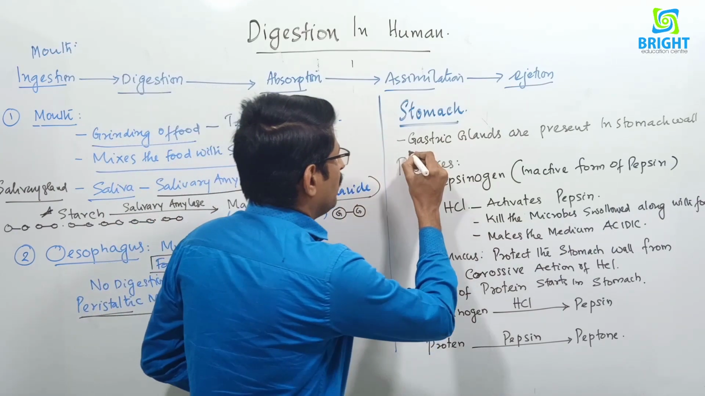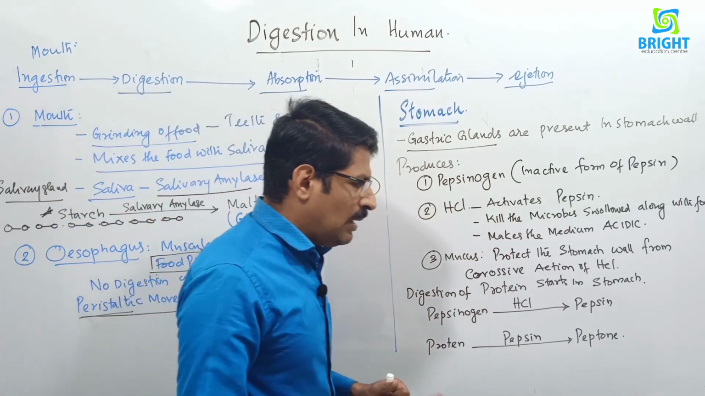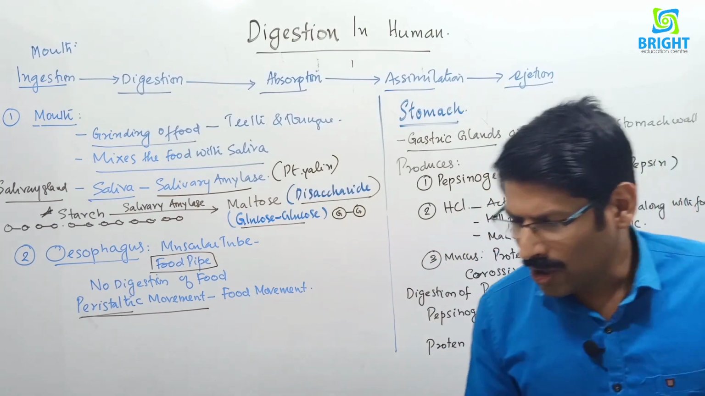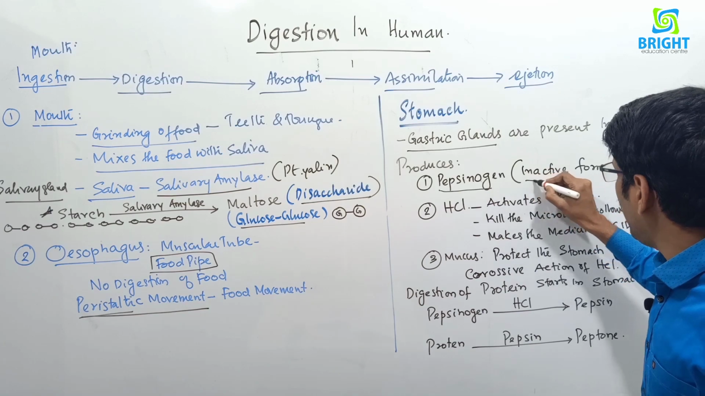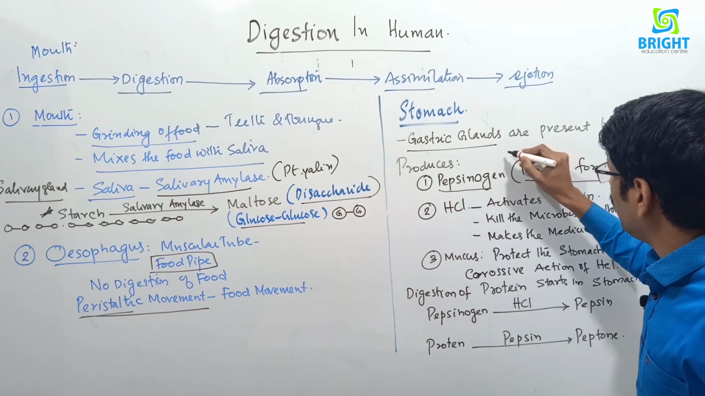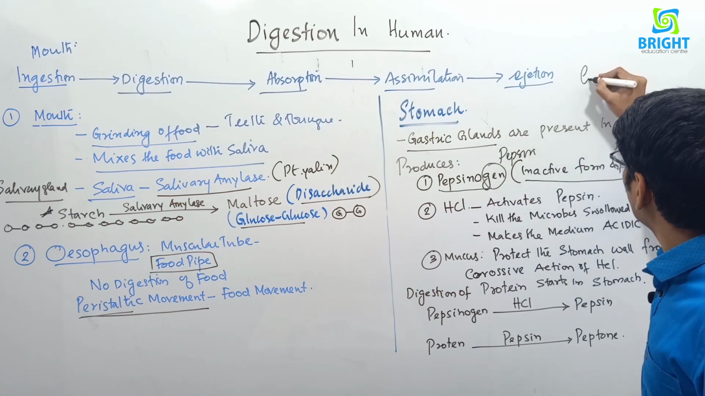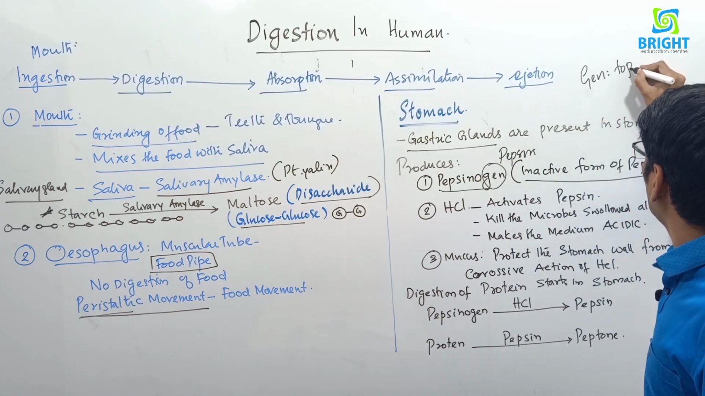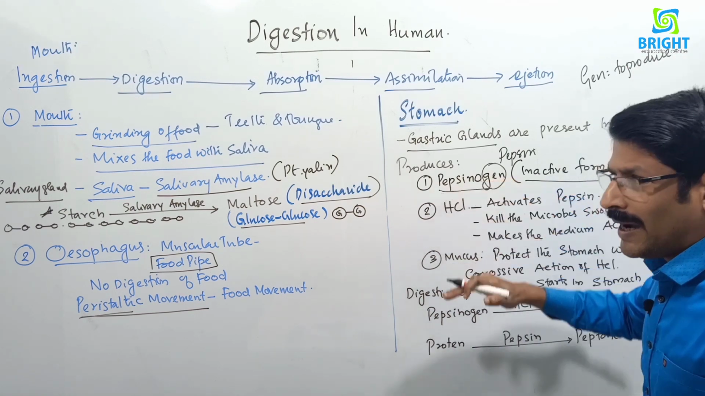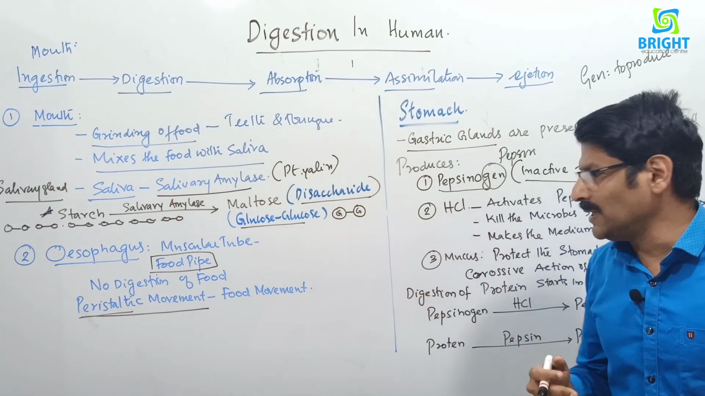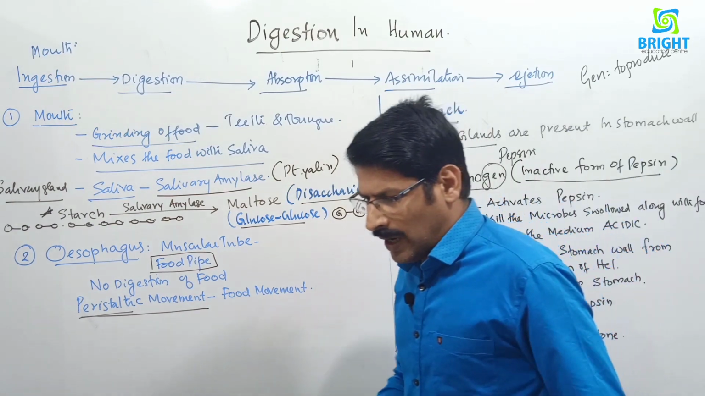The stomach has gastric glands present in the stomach wall, and they produce three major chemicals. One is pepsinogen. Pepsinogen is an inactive form of pepsin. Gen means to produce. So it is an inactive form, and it will be converted into pepsin at a later time. So pepsinogen is produced by the gastric gland, and the second is hydrochloric acid. And that is an important one.